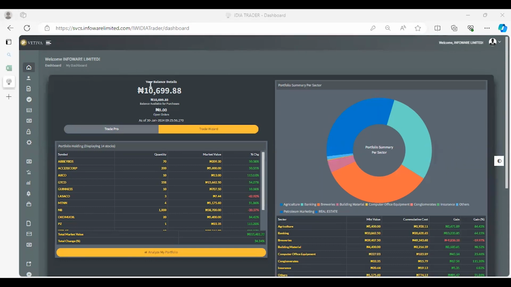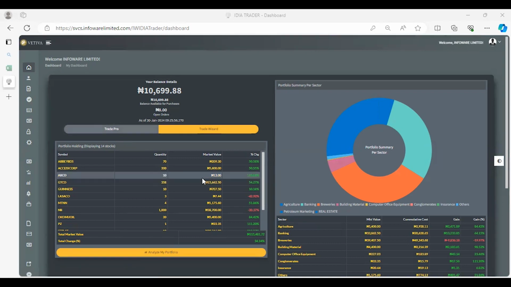So first of all, IDIA Trader gives you your stats, your cash balance, and what is available for you to trade. Then also you have an option of either you trade as a pro or you trade using the wizard metaphor, right? So whether you're a beginner, an intermediate, or an advanced trader, IDIA Trader got you covered.